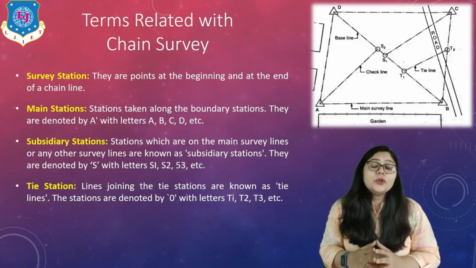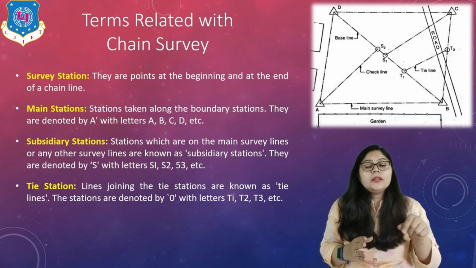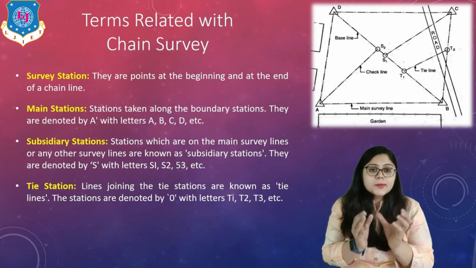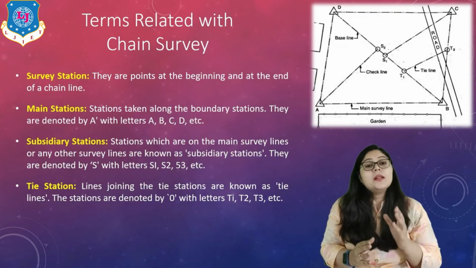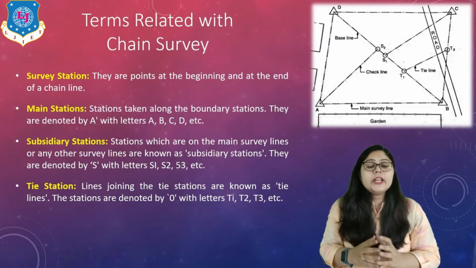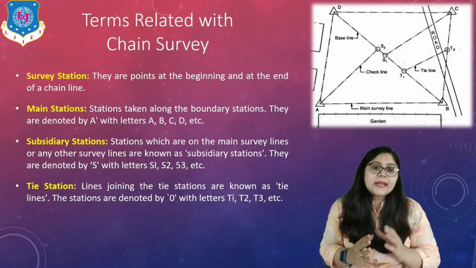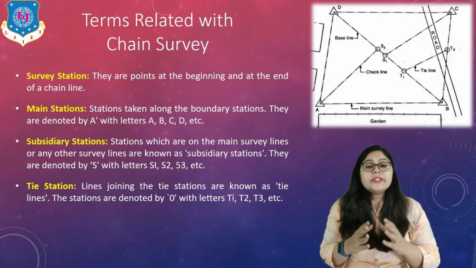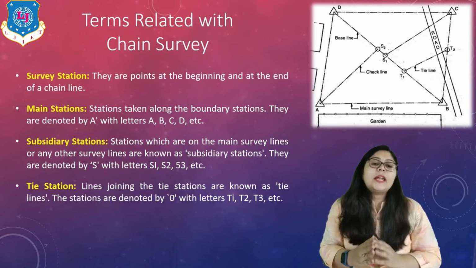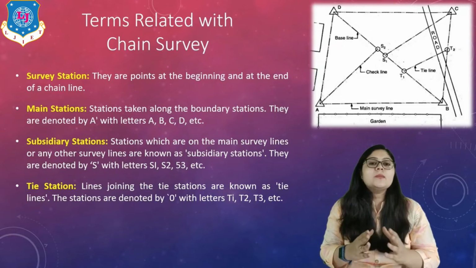Again, these are useful to examine the area which is divided. It means to examine the lower or the smaller areas, right? And last is the tie lines. You can see here the T1 and T2 is the tie line. These tie lines are those lines which connect the tie stations. Again, to further subdivide the triangulations or to examine the smaller areas.